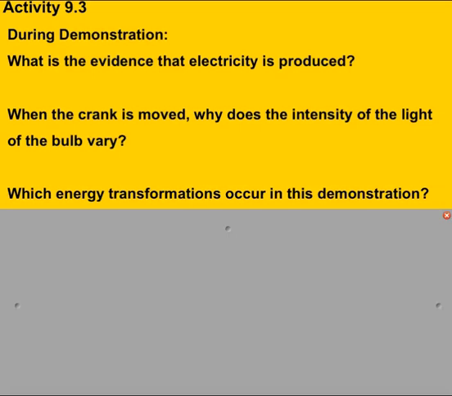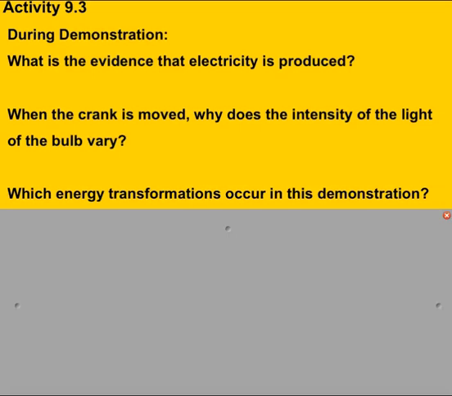And let's finish the slides up. I still haven't told you what to put on that page if you have the book, or what to put in your online book where it says your teacher will provide instructions for you, but that's coming up really quickly. So what is the evidence that electricity is produced? Well, you saw in the video, one, the light bulb was lit, and the voltmeter registered that electricity was flowing.